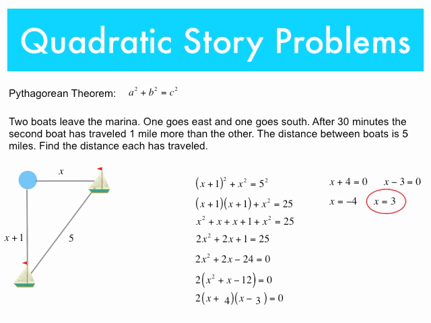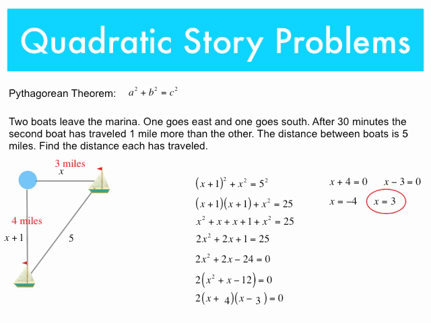Why did I circle 3? Why not -4? Okay, because I'm talking about distance. Distance is not negative. So you have to interpret these answers in the context of the problem. And if a negative doesn't make sense, then don't use the negative as an answer. But if a negative is okay, then keep it. So that means that this boat has gone 3 miles and that boat has gone 4 miles.